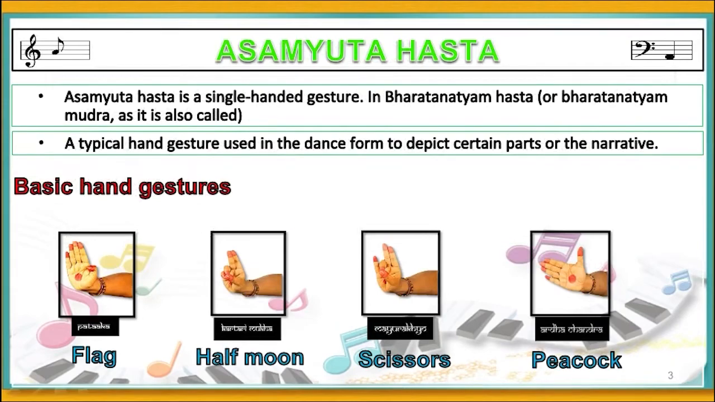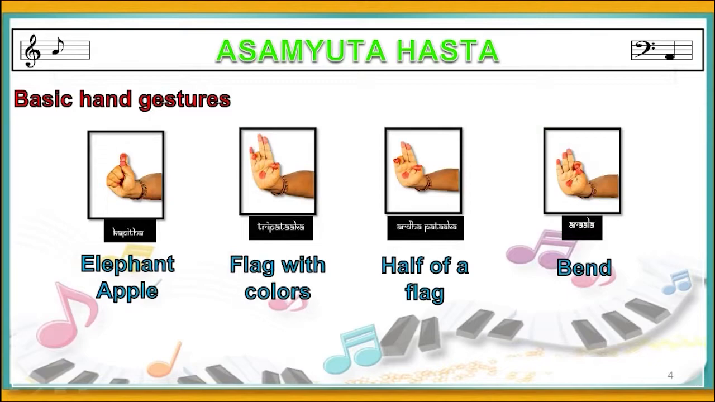Asamyuta hasta is a single-handed gesture. In Bharatanatyam hasta, or Bharatanatyam mudra, as it is also called, a typical hand gesture is used in the dance form to depict certain parts of the narrative. Study and look at the hand gestures of flag, half moon, scissors and peacock. Another set of Asamyuta hasta, or basic hand gestures, are elephant apple, flag with colors, half of a flag and bend.